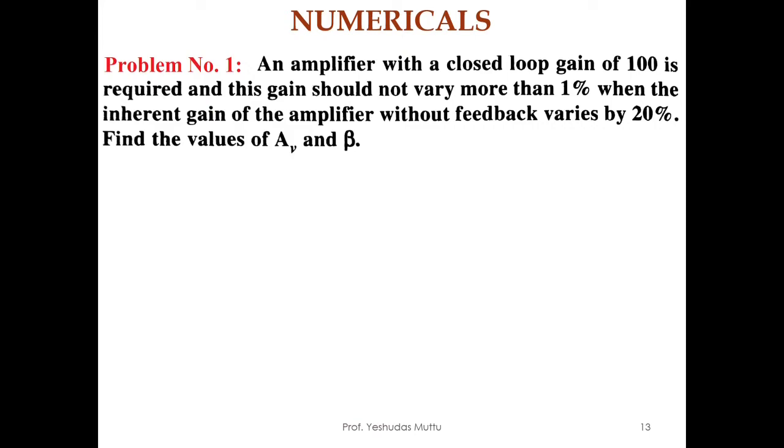Let's look at some numericals. Let's read it. An amplifier with closed loop gain of 100 is required, and this gain should not vary more than 1%. First of all, closed loop in the sense it is with feedback, so AF is given as 100, and it should not vary more than 1%. This is when the inherent gain of an amplifier without feedback varies by 20%. Without feedback, the change in the gain is 20%. With feedback, the change in the gain I want is 1%. Find AV and beta. This is quite simple.